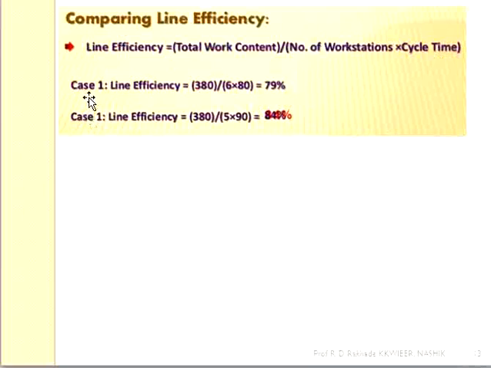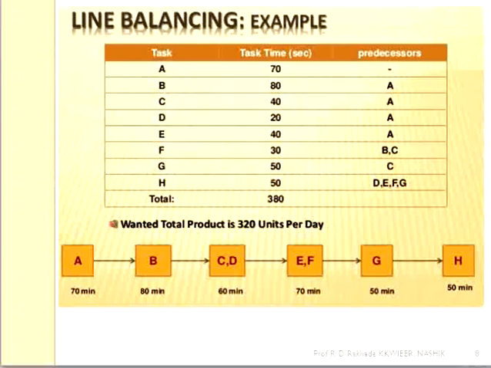So when you compare, case number 1, that is the current condition, the cycle time is 80, and we have 6 workstations according to the 80 cycle time. So line efficiency is 79%. This is our current condition, having 1, 2, 3, 4, 5, 6 workstations.